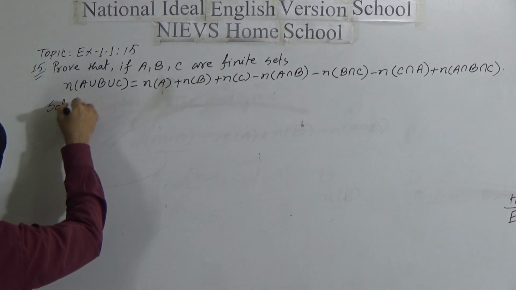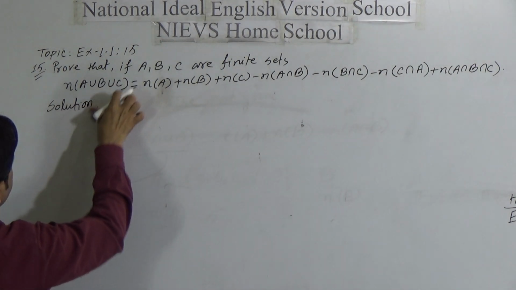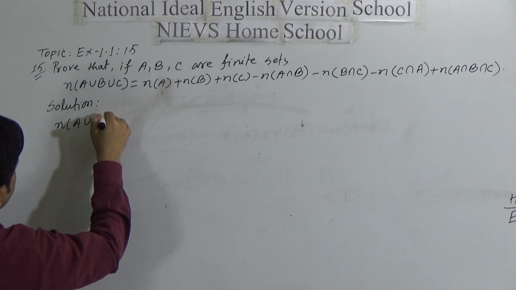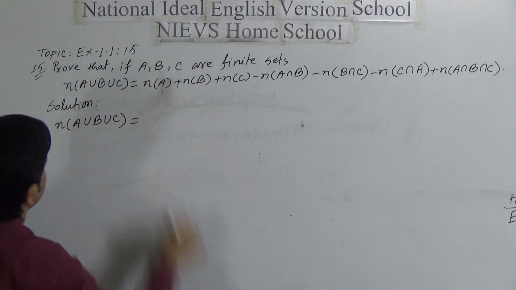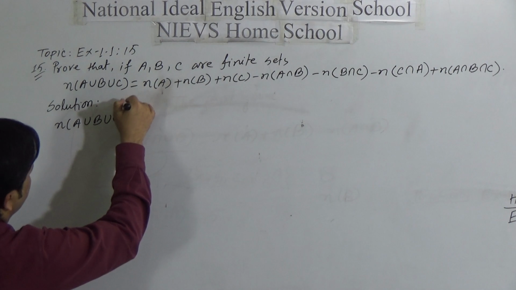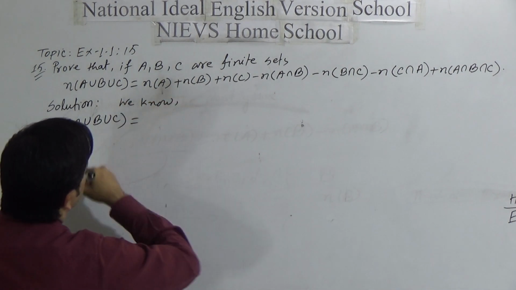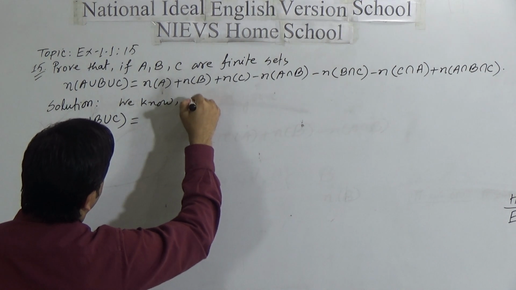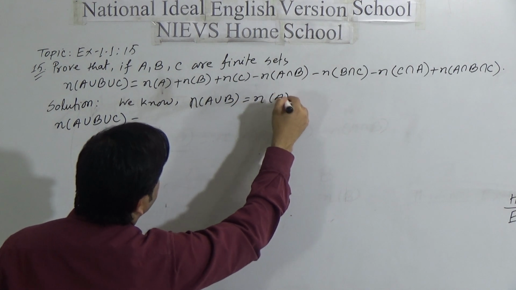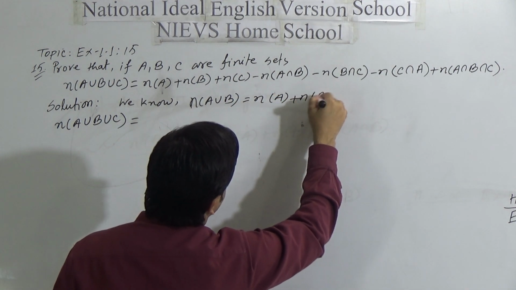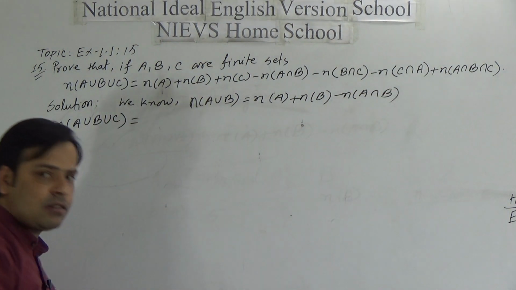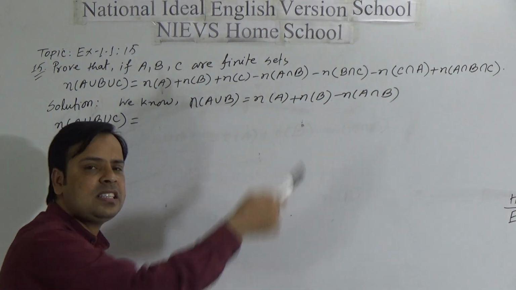Solution. We can write here n(A union B union C). To prove this, at first we have to write what we know. n(A union B) is equal to n(A) plus n(B) minus n(A intersection B). According to proposition 9, I have written this as a formula.